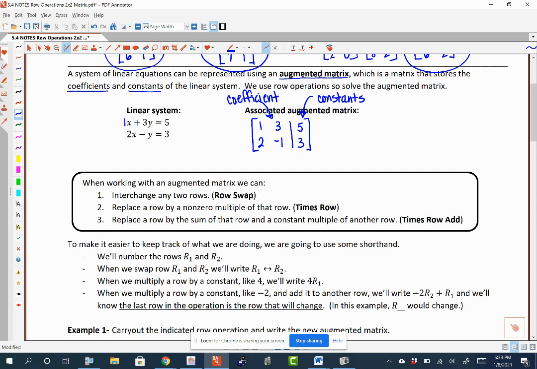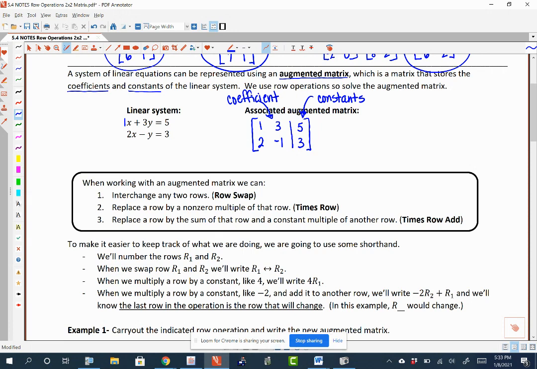So we don't want to multiply by 0. That just wipes out a whole row. So we're not going to do that. We need to multiply by a non-zero number. And number 3, we can replace a row by the sum of that row and a constant multiple of another. So we can multiply a row and add it to something else. So these are our only 3 options.